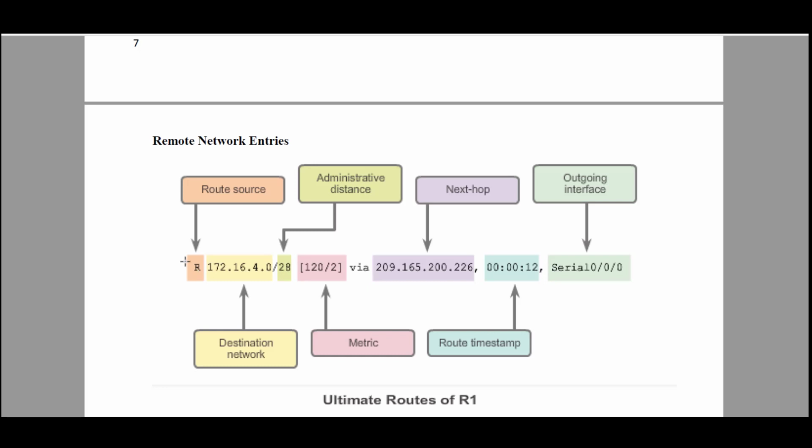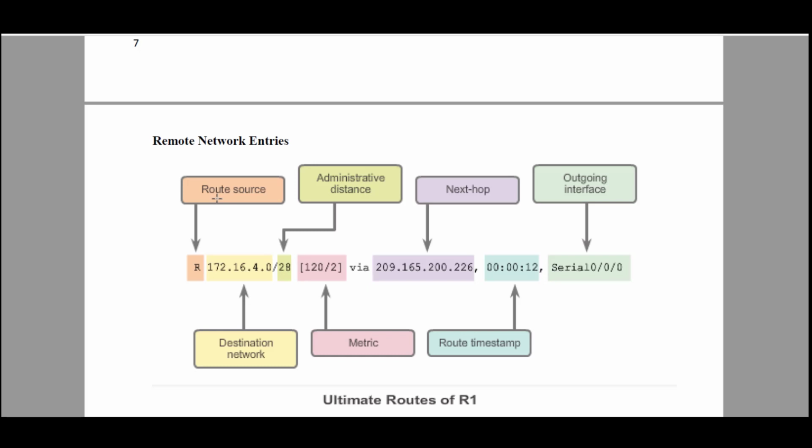You will find O. O means it is created by the OSPF protocol. So depending on the first letter of your routing entry, it says how this particular route is learned, from where it is coming. That is called the route source.